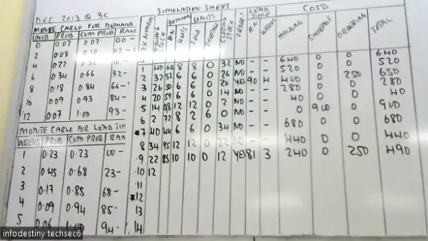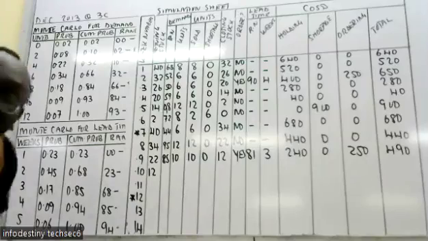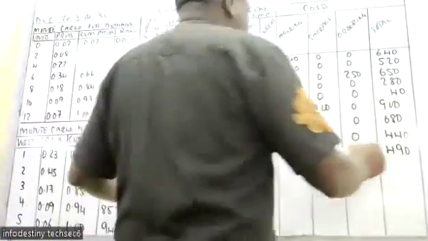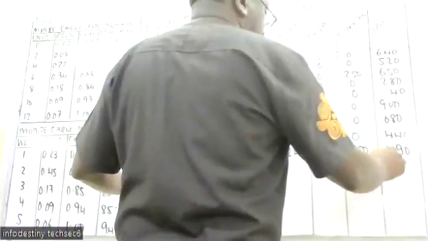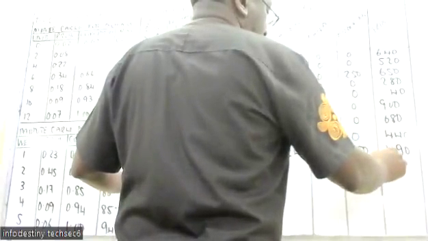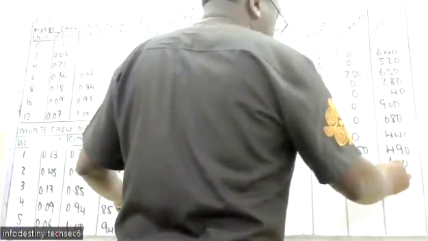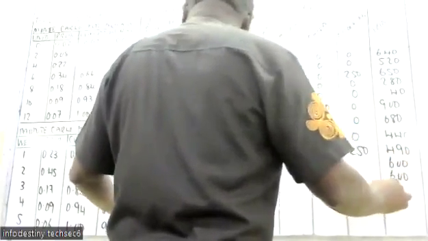So we are through? Haya, nisomee what you have gotten for the code for 12. 600 for 11. 600 for 12.